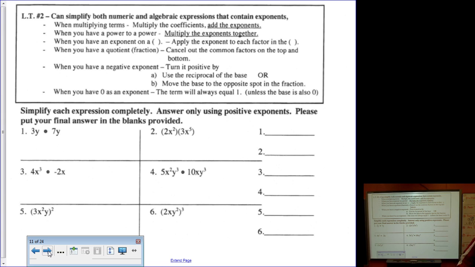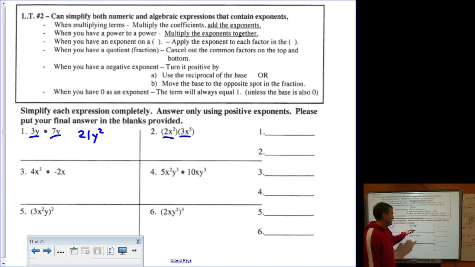Here we go. So number 1, I am multiplying two terms together. When I multiply two terms, I multiply the coefficients, but I add the exponents. So I've got 1y and 1y, and when you multiply a single y times a single y, you get y squared.